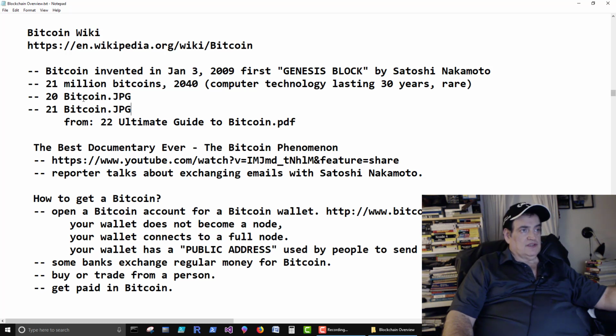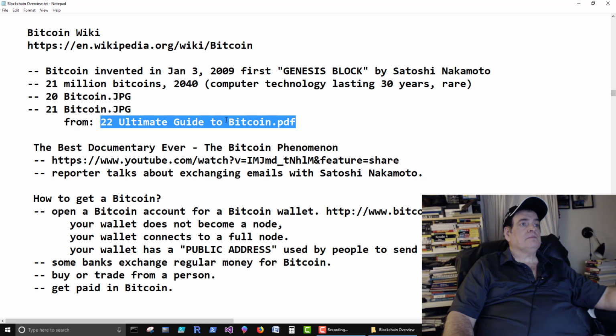I have a couple pictures here. These pictures are just screenshots from this book. I found this book online. And just to go over a few of the important parts here.